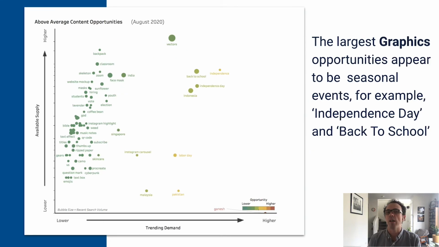Looking at the same information just for graphics, we can see that there is a strong overlap between key opportunities for graphic templates and graphics. Current seasonal events are a big opportunity. So it certainly pays to do some research into key seasonal events and holidays around the world and ensure that you have content that is suitable for the most popular periods.